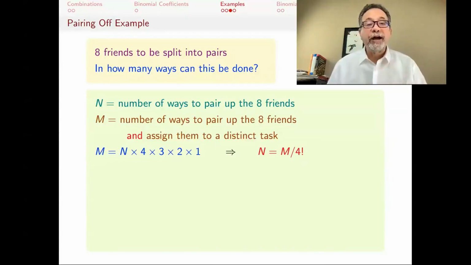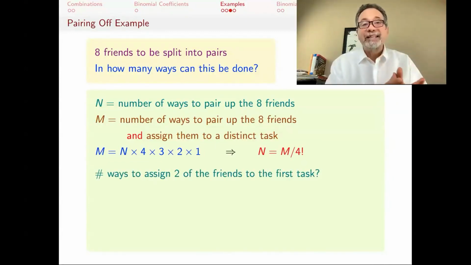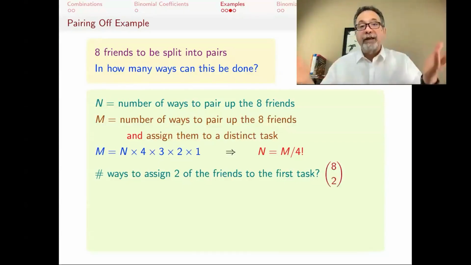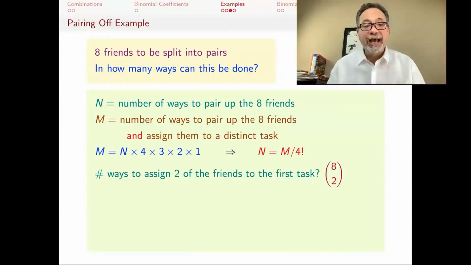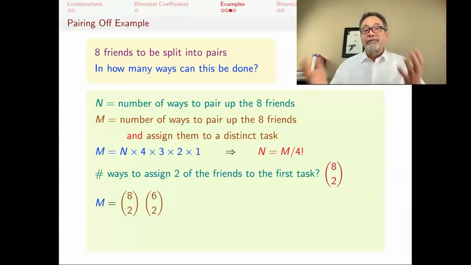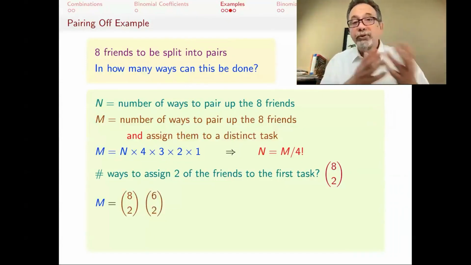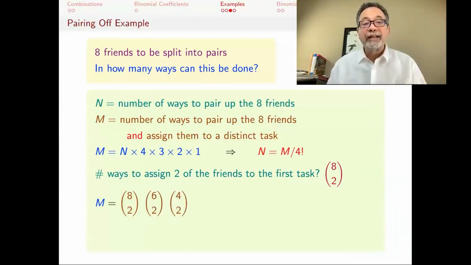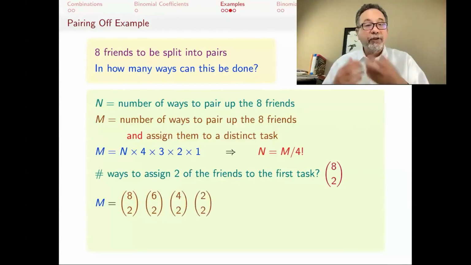Now, how am I going to find M? Let's think of the first task. I have 8 people. How am I going to pick 2 people to do that first task? Well, the answer is 8 choose 2. I have 8 people. I've got to pick 2 of them to do that first task. 8 choose 2 choices. But then I've got to do the second task. Out of the other 6 people, I pick 2 people to do the second task. So I have 6 choose 2 and then 4 choose 2 for the third task. And for the last task, the remaining 2 will have to do it. And that's 2 choose 2.